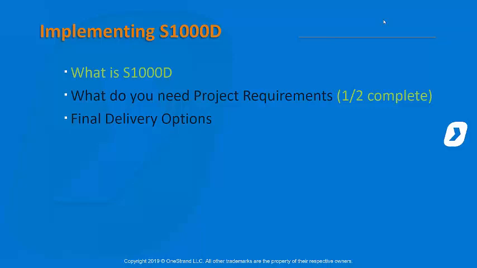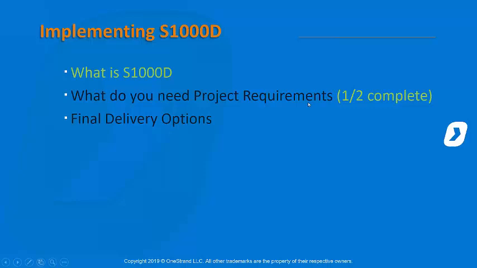And in last month's session, we covered what is S1000D very, very lightly. We just gave a little bit of an understanding and what you needed to start to consider from an S1000D point of view. We then started looking at what are your project requirements, and we got about halfway through that. So we're going to finish going through that aspect of it. Then we'll jump into the final delivery requirements or options.